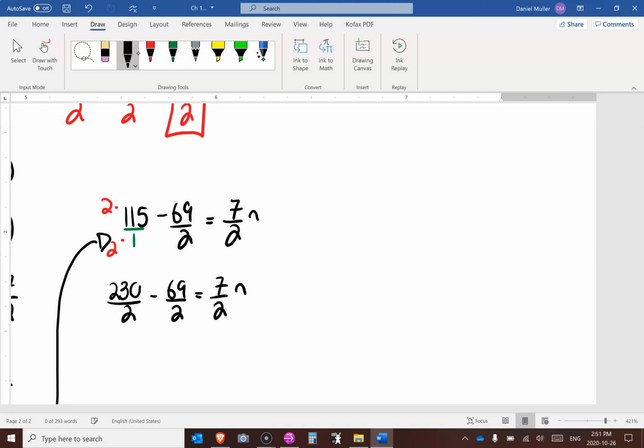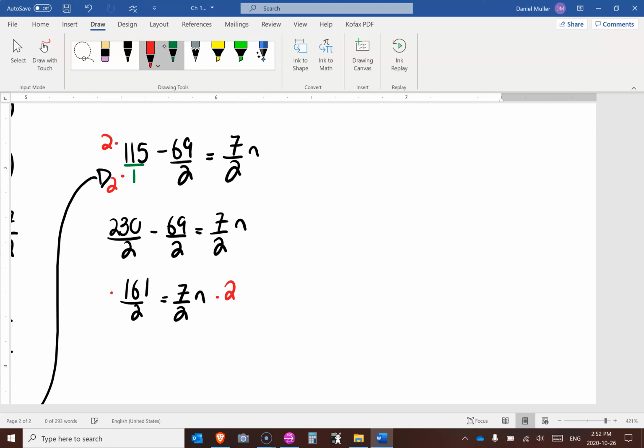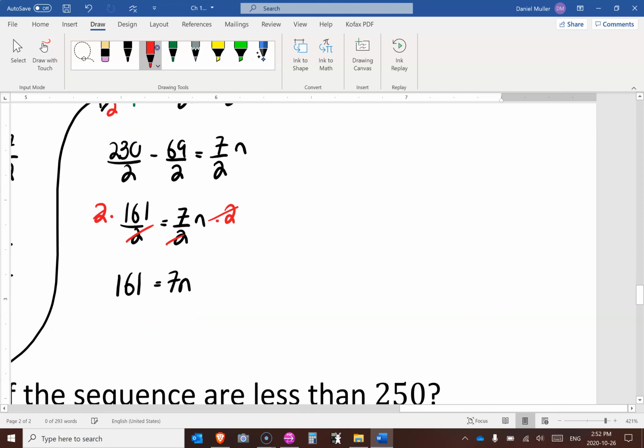By the way, once you have common denominators, you could just cross these all out, which is what we're going to do in just a moment. But 230 minus 69, which is 161 over 2 equals 7 over 2n. So you times this by 2, times this by 2, so that will cancel, but then so will that. So then I have 161 equals 7n, which I will divide both sides by 7, and I will be done.